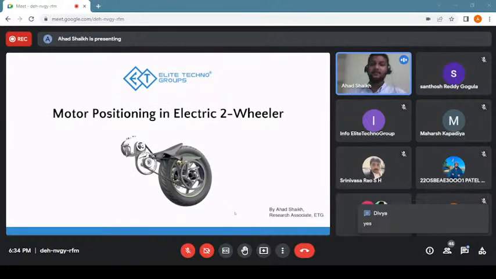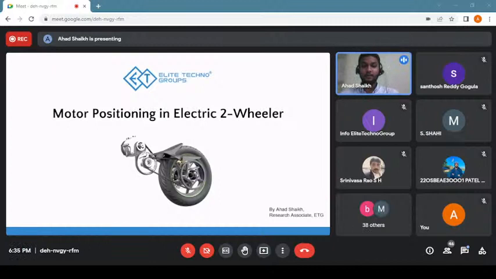Firstly, we'll let you know what the topic is. It's motor positioning in electric two-wheelers. I suppose there has been a lot of talk recently about electric vehicles, especially electric two-wheelers. It's the segment where electric vehicles are getting occupied a lot. There isn't that much craze in the four-wheeler domain, but two-wheelers are catching the market, electric two-wheelers.